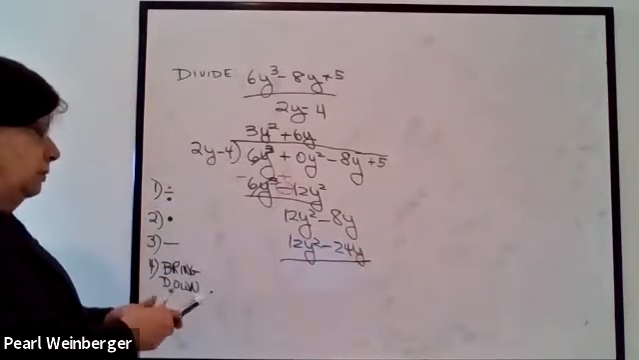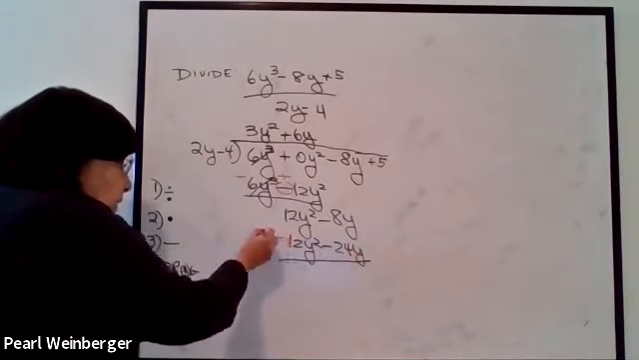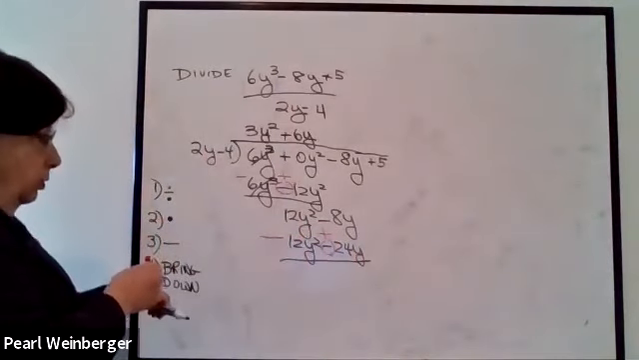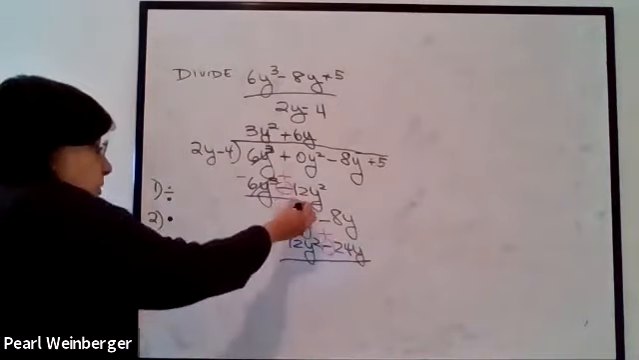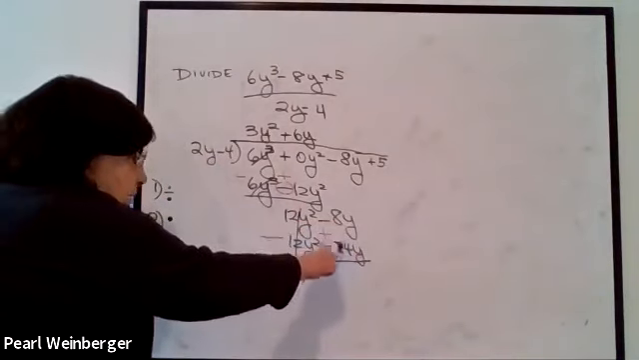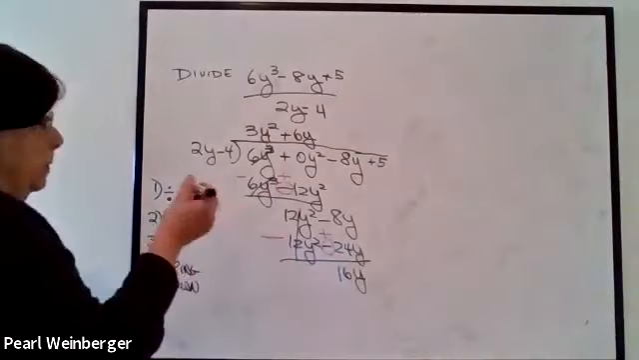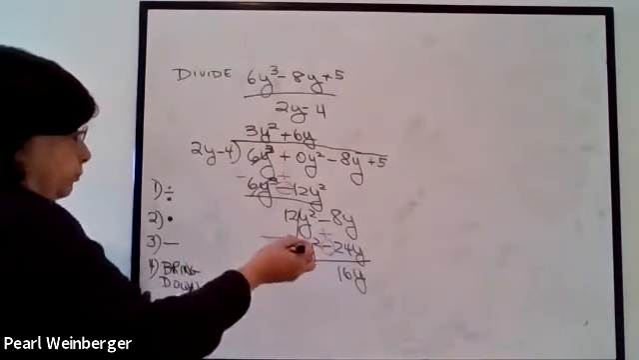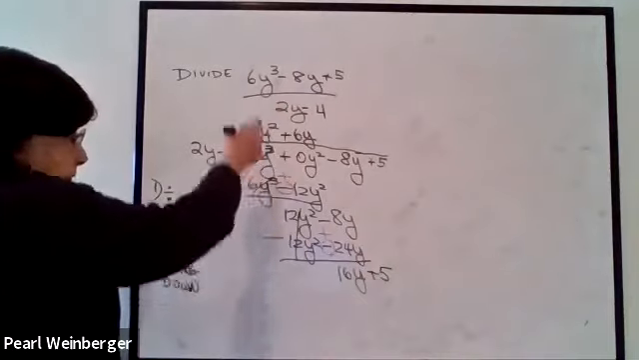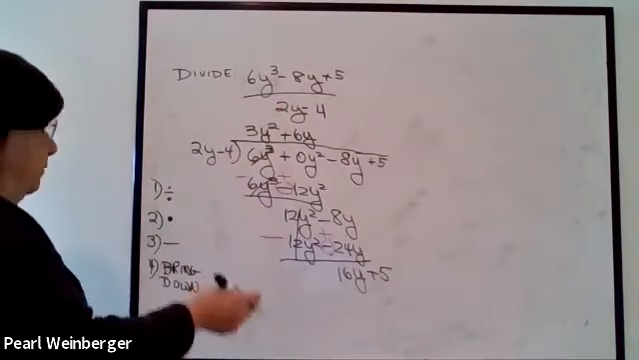And I have to subtract, so again, here I'm changing my signs. This is a positive 12y squared, so it will become negative. This is a negative 24y, so it will become a positive 24y. And 12y squared and negative 12y squared cancel. And now I have negative 8y with positive 24y, which gives us positive 16y. And I bring down my next term, which is the plus 5. Notice, you have to be neat on this because otherwise you're going to get mixed up as to what you have to bring down next.